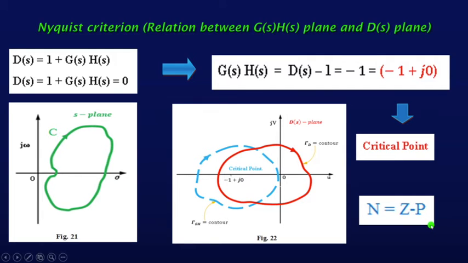Hence, the system is unstable because the clockwise encirclement is possible only when there are zeros of DS in the right hand side of the S-plane. A feedback system, closed loop system is stable if and only if there are no zeros of DS in the right hand side of the S-plane, that is Z equal to 0. So N equal to minus P.